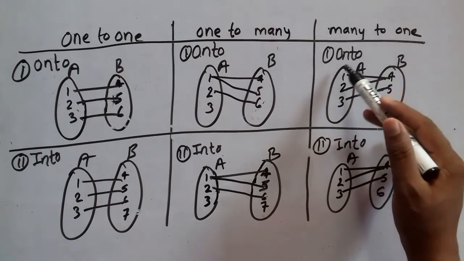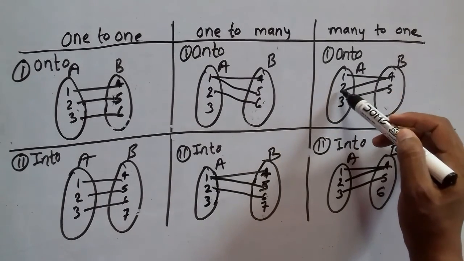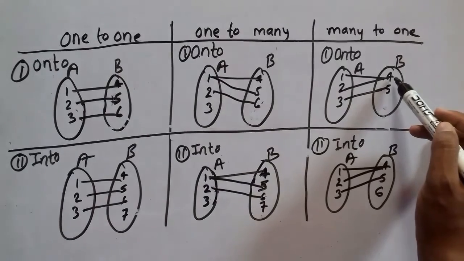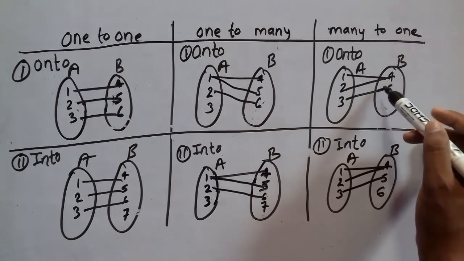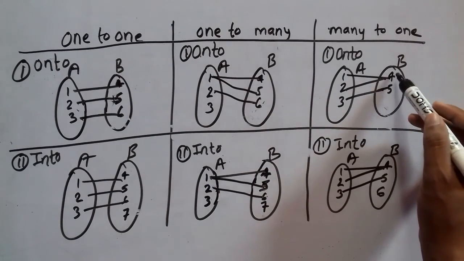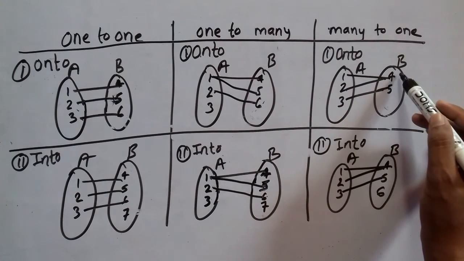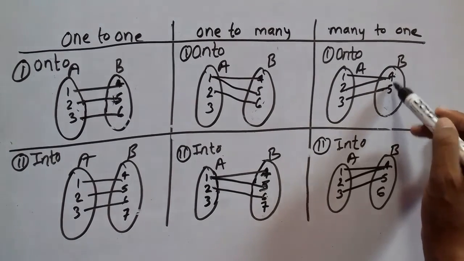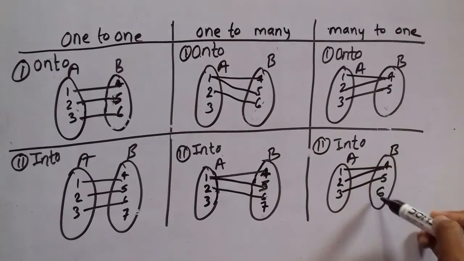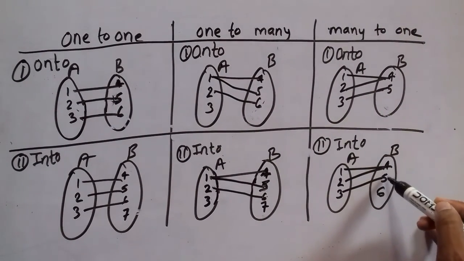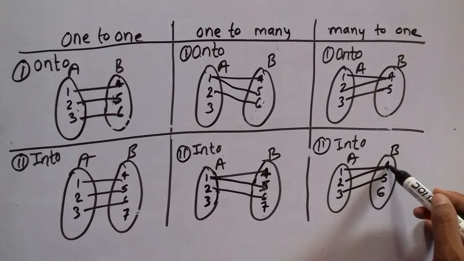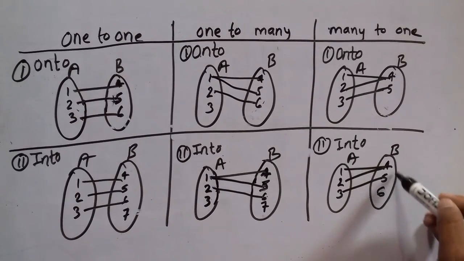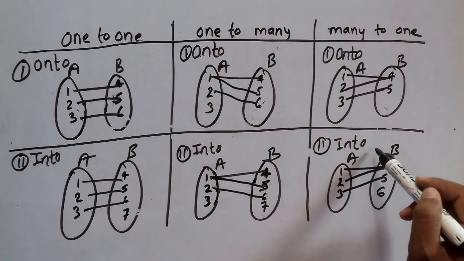Here in a many-to-one relation at least two elements should have the same image in set B, and the number of elements in the range should be equal to the number of elements in the codomain. Here the codomain elements are 4 and 5 and the range elements are also 4 and 5, but here the codomain elements are 4, 5, 6 but the range elements are only 4 and 5. So this is a many-to-one into relation.